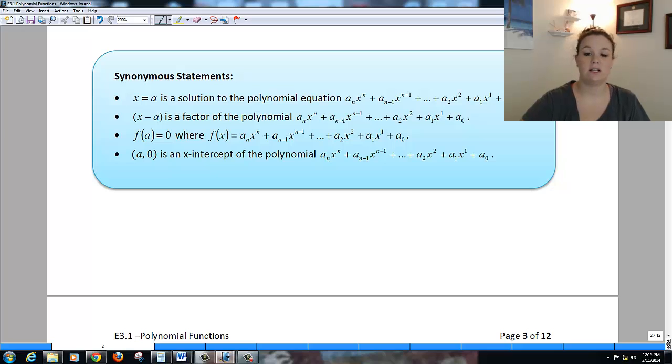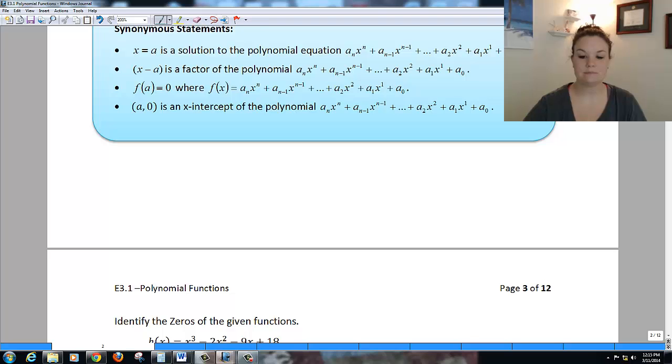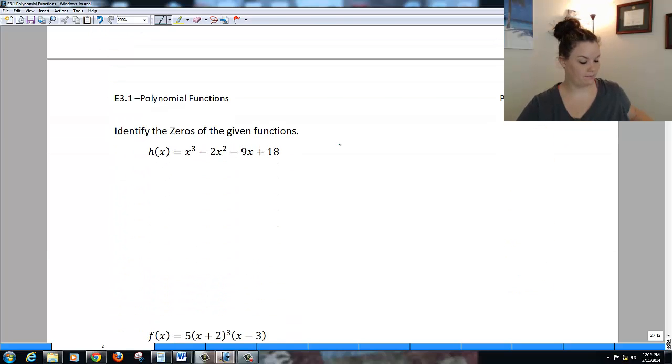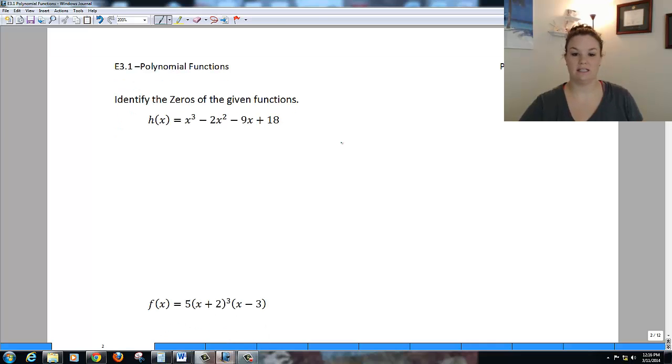If they want it entered as an x-intercept, it needs to be an ordered pair. If they're asking for one of the factors, it needs to be in a quantity. If they're asking for a solution, then you just say the zeros, or my solution is x equals whatever the actual number is. Okay. So we know how to find the zeros. Let's look at a couple more just finding zeros.